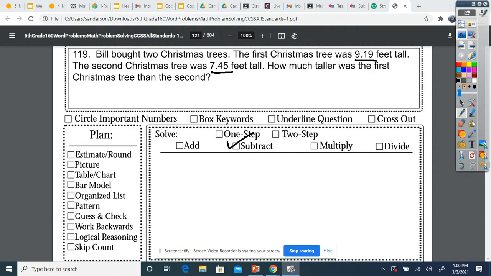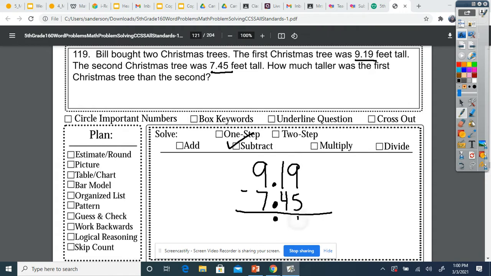So the taller tree was 9.19. When you are adding and subtracting decimals, the main thing you need to remember is to line the decimals up. So I need to make sure my decimals are lined up before I add or subtract. So we're going to subtract these. Before I do that, I'm going to go ahead and bring down my decimal too. So you need to line them up and then just bring that decimal straight down.